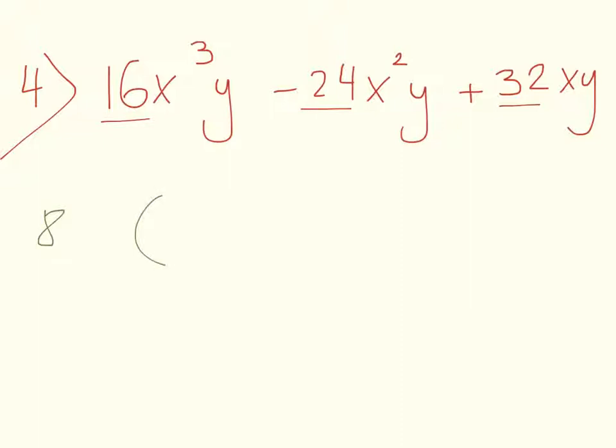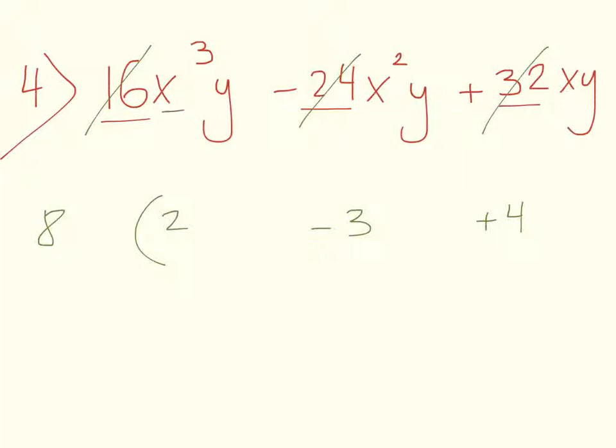8 times what would give me 16? 2. 8 times what would give me -24? -3. 8 times what would give me 32? That's a 4. Another way to think about it is that you can divide the number. 16 divided by 8 is 2, and so on. Okay? Now let's start with the x's.